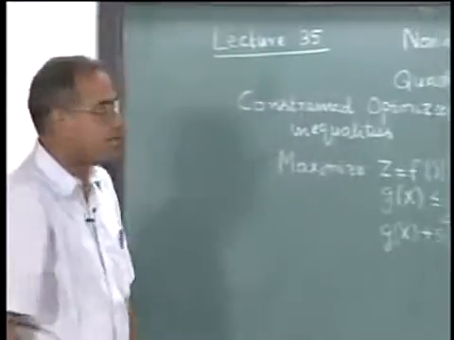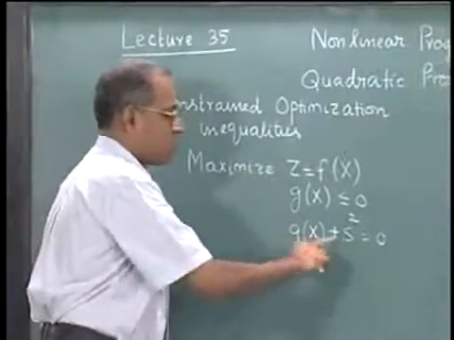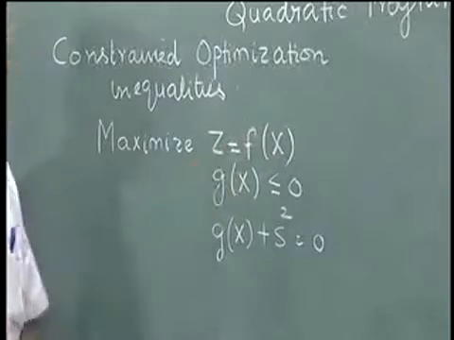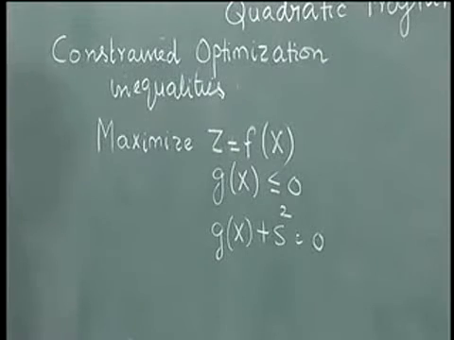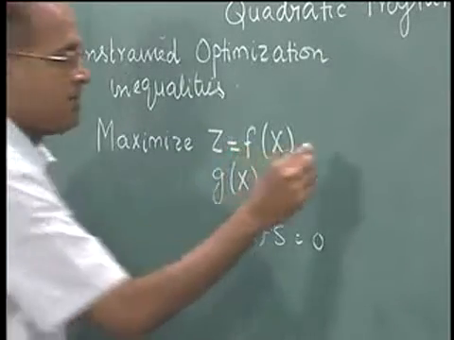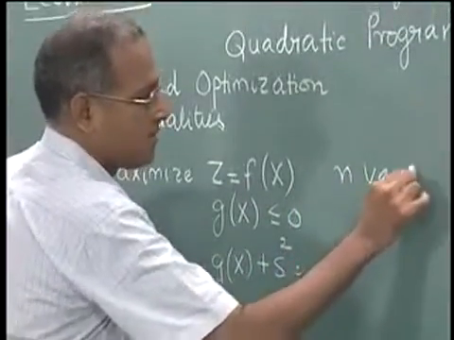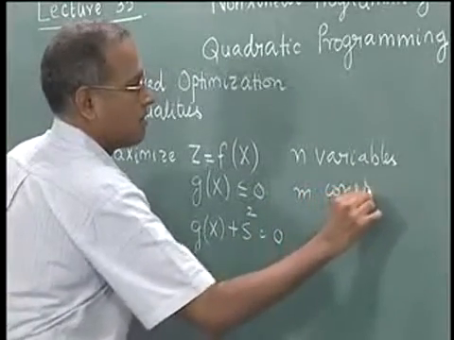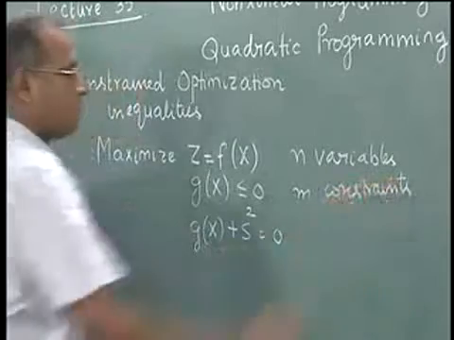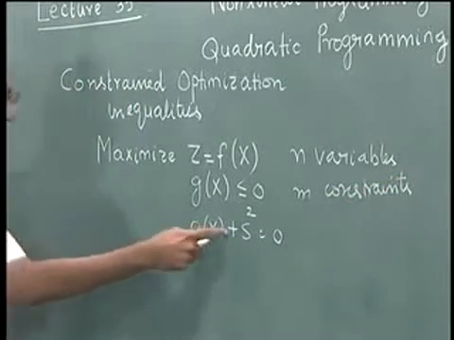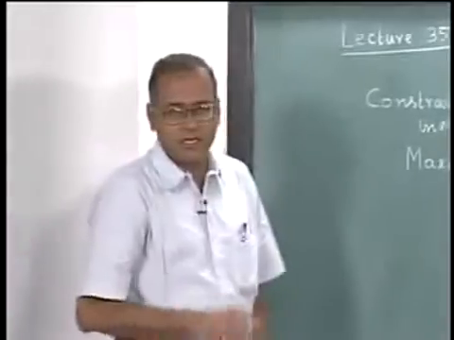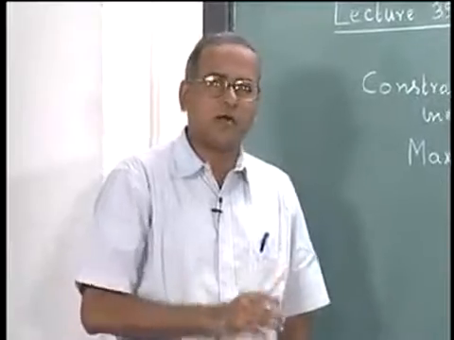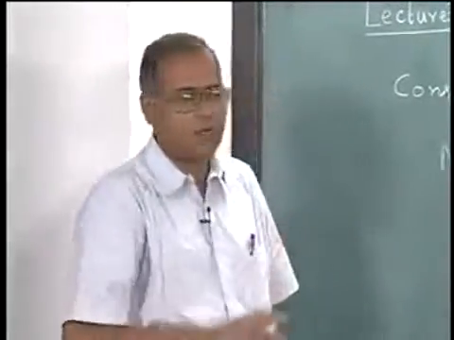Now remember that this g of x plus s square equal to 0 is a set of constraints. Similarly, z equal to f of x is a function that involves more than one variable. So we would have x1 to xn as variables. In general we say n variables and m constraints for this problem. Now we take this to the objective function by introducing Lagrangian multipliers, as many multipliers as the number of constraints. This is also called dualizing the constraint and bringing it into the objective function.